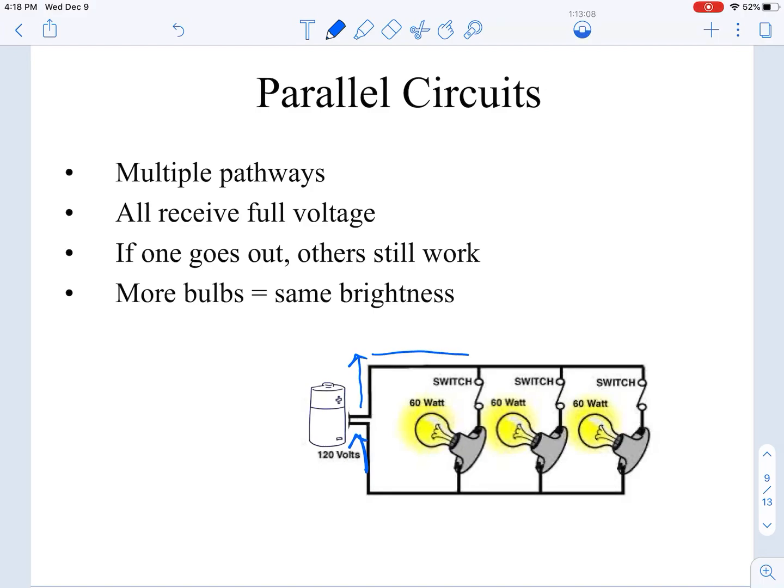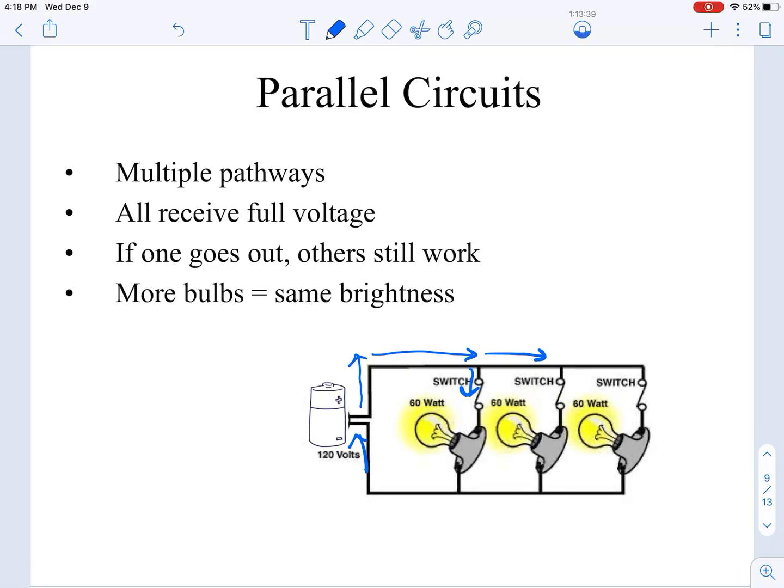Now, as they move through the circuit, we get to this location here, and our electrons have a choice to make. This is what we mean when we say multiple pathways. Do my electrons choose to continue forward and go down this middle section of the top line here, or do my electrons choose to turn and go down this first line, which takes it through the first bulb?